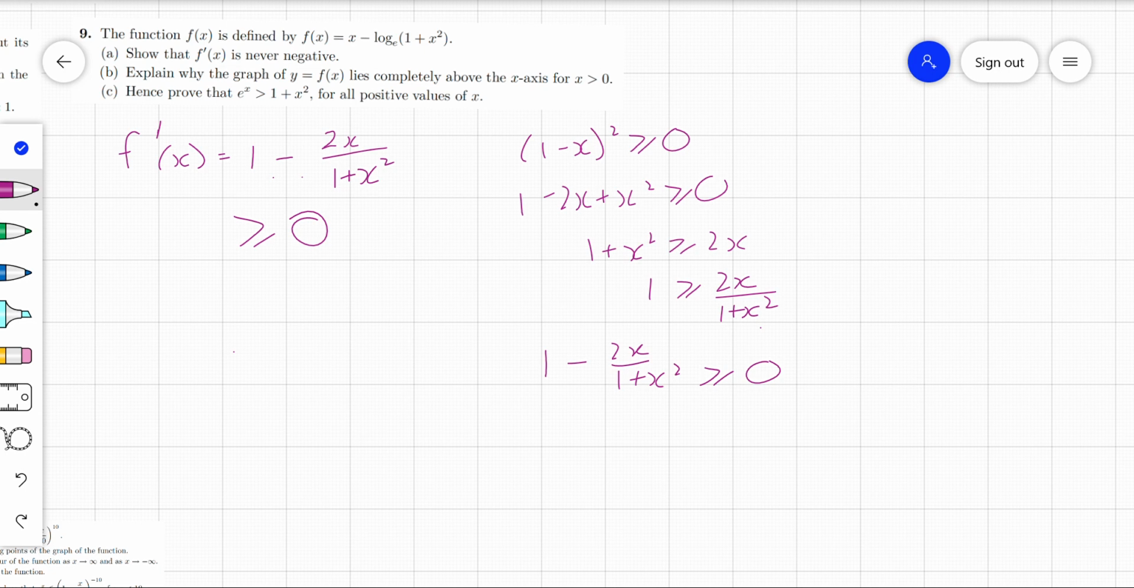It's equal to 0 when our x equals 1. We're going to get 1 minus 1 is 0, but otherwise it's always greater than 0. So anyway, f dash of x is never negative.